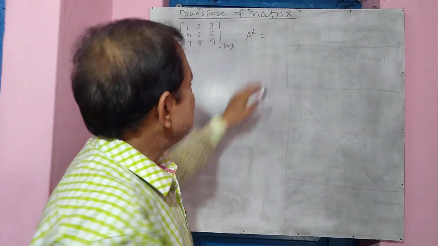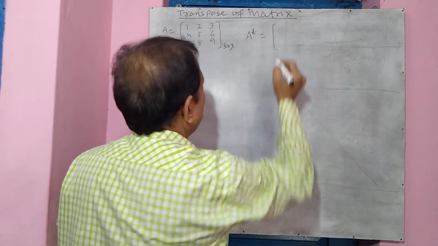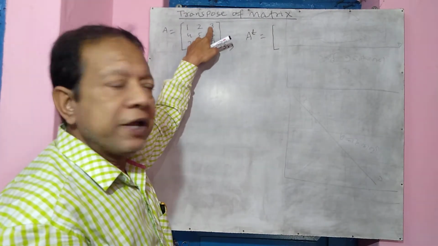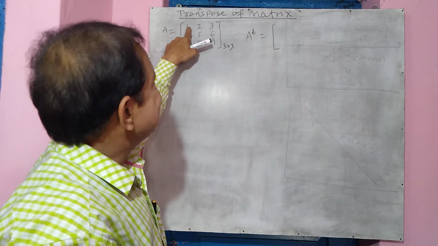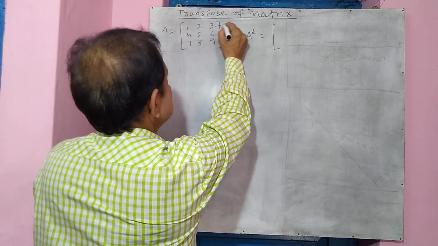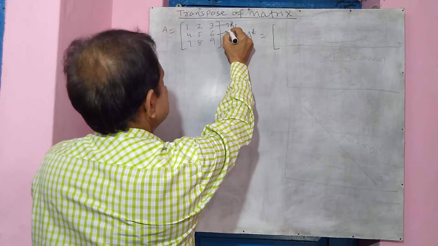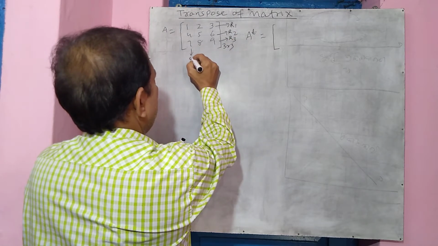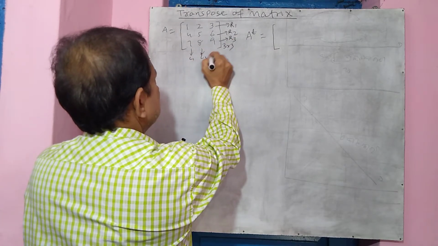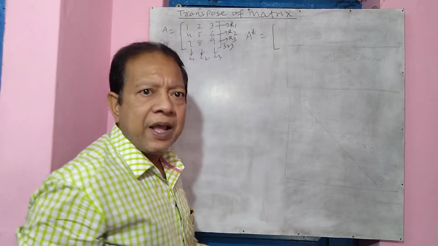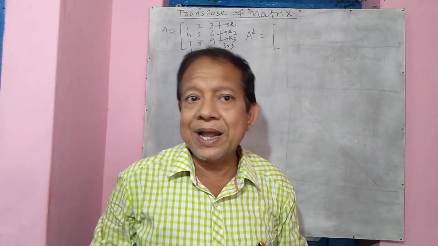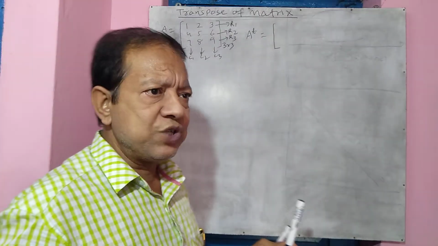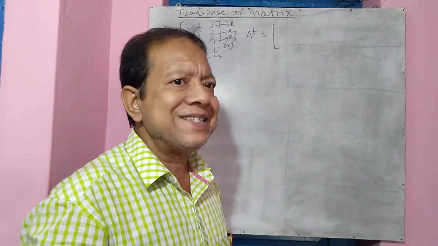So for AT, we simply transform the rows into columns. This is the first row, row 1, this is row 2, this is row 3. This is column 1, this is column 2, this is column 3. Either I can change the rows or I can change the columns. So let me first change the rows. Either way, it doesn't matter, it has the same result.